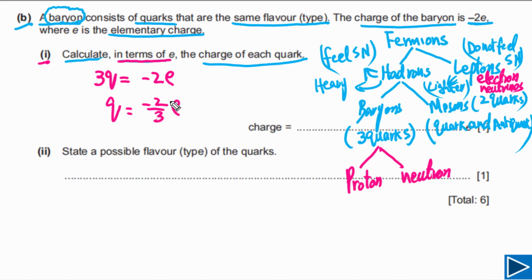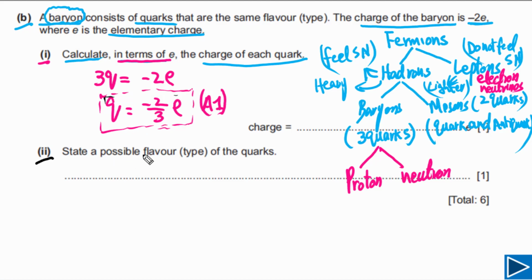This is the charge on a single quark of the baryon, because it is given that the baryon consists of quarks of the same type, meaning all of them have the same charge. So this is the charge on each quark if the total charge on the baryon is negative 2e. This is our answer. This question has 1 mark, and this is the answer mark. If you get this right answer, you will get this mark.